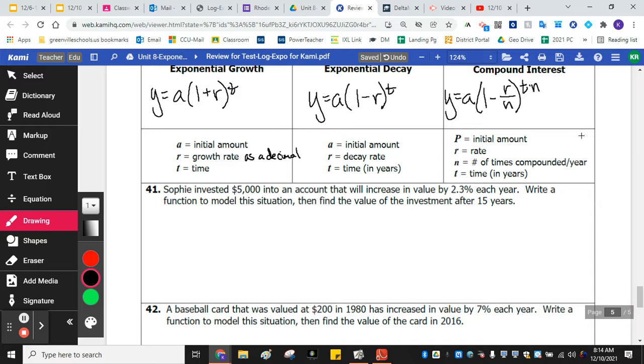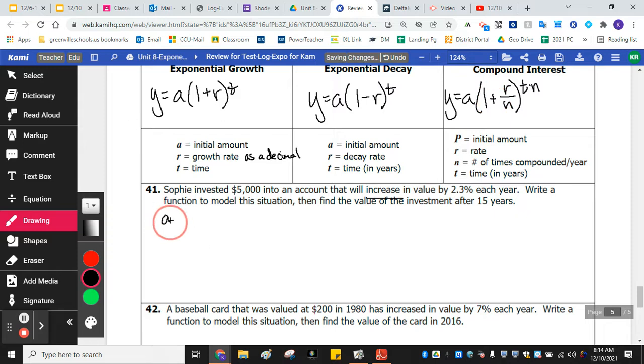So we have to figure out which equation to use. If he invests $5,000, it increases at 2.3% each year. Each year means n is 1. And if n is 1, you're back to this equation, or this plus this equation.